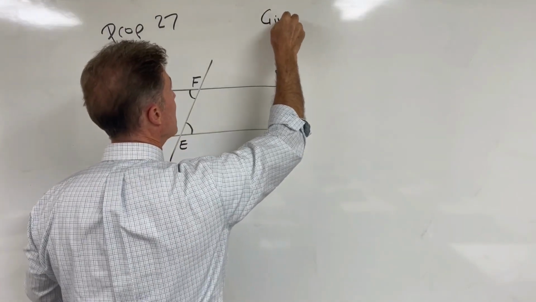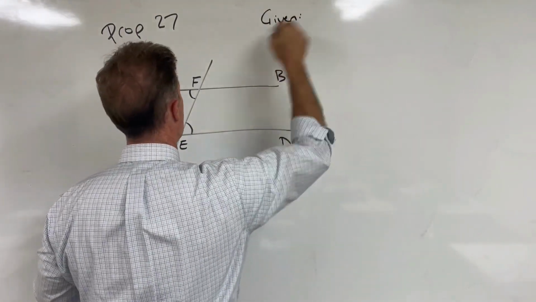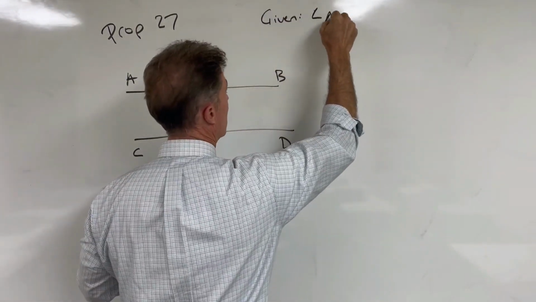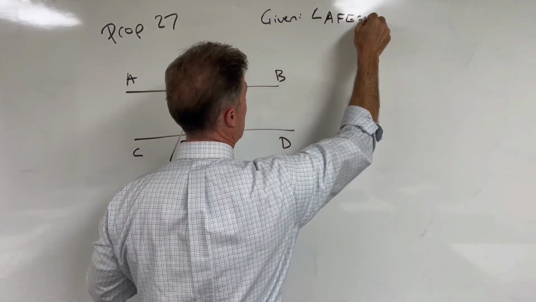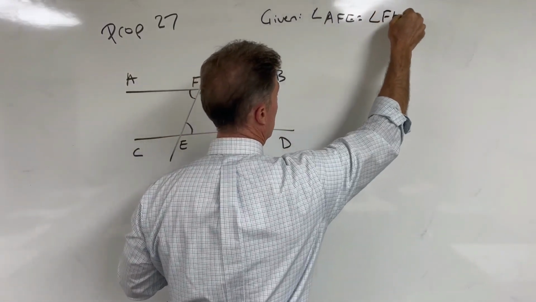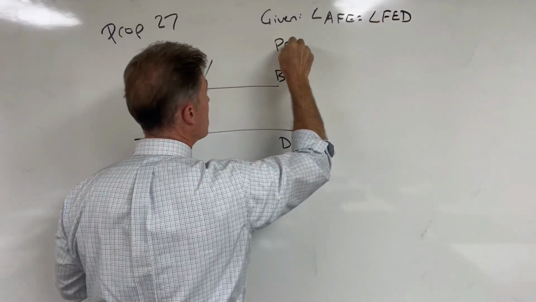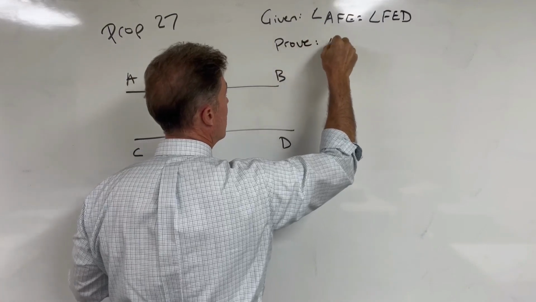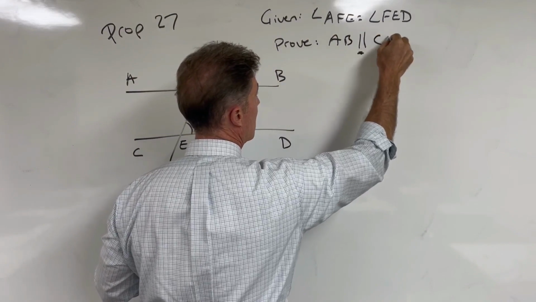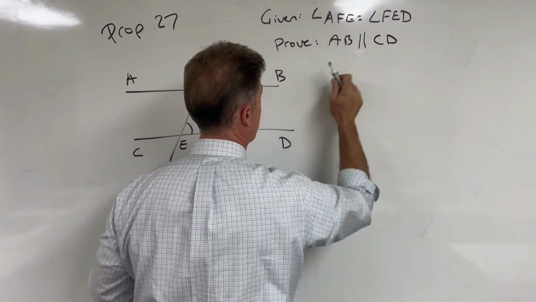So if it's given that we have these three lines, and if it's given that angle AFE is equal to angle FED, then we can prove that AB is parallel, this is my little symbol for parallel, is parallel to CD.